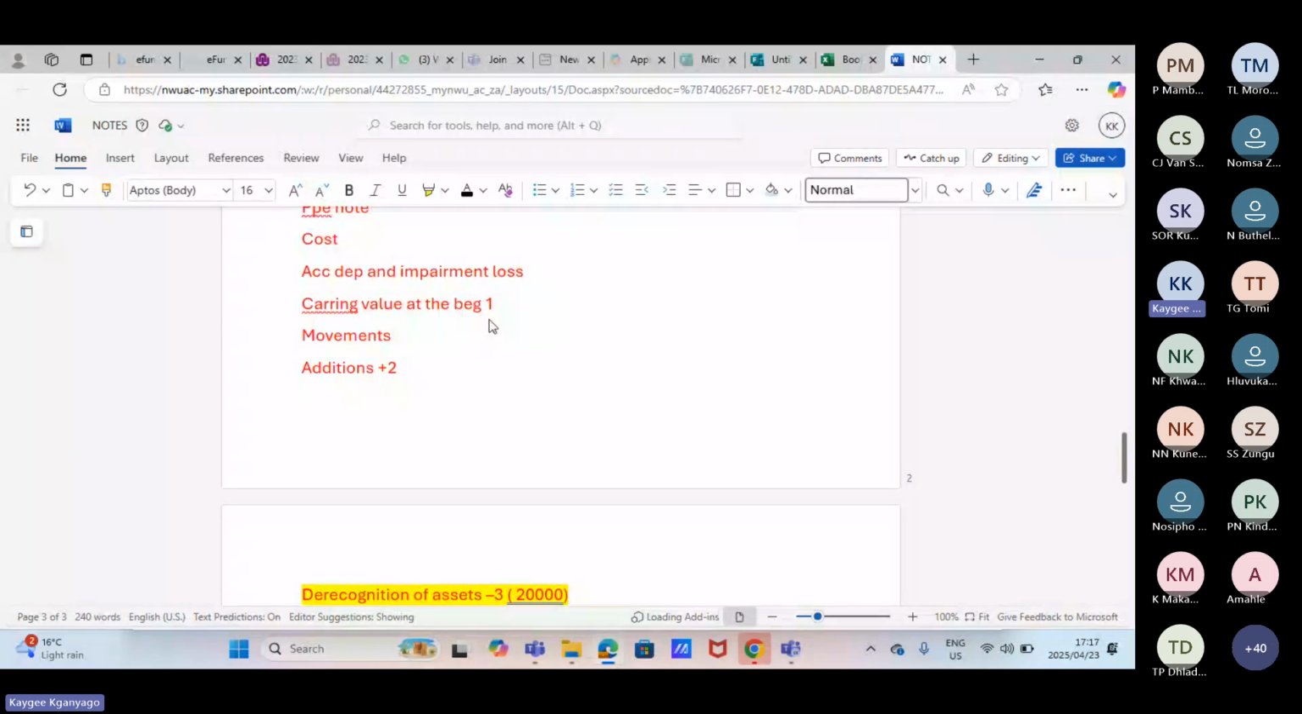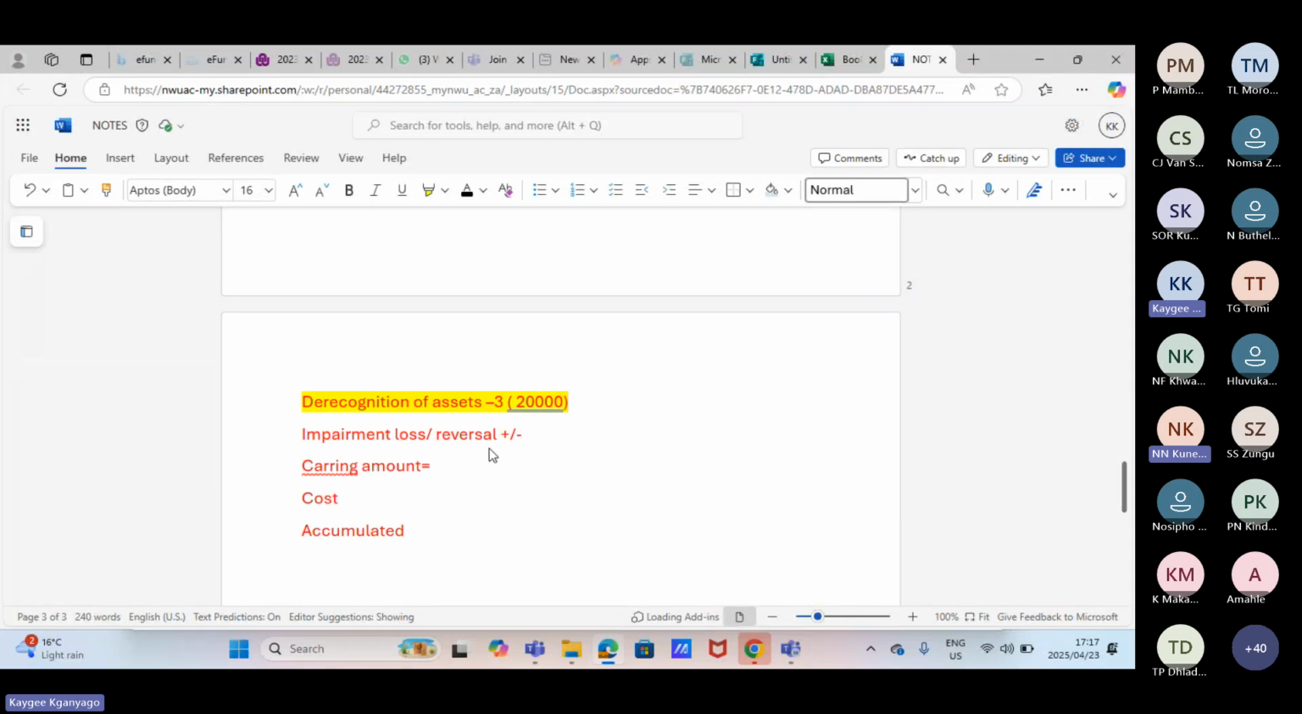We said 1 plus 2 minus 3 plus or minus 4, ne? This plus or minus, what does it mean? It's talking about if it's impairment loss, minus. But if it's impairment loss reversal, we're going to add again. We're going to get what? Number 5, ne? Here, in this bracket, it's a minus.